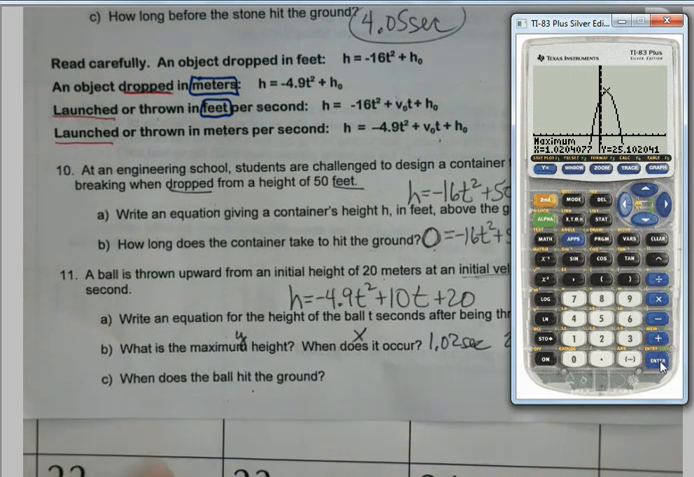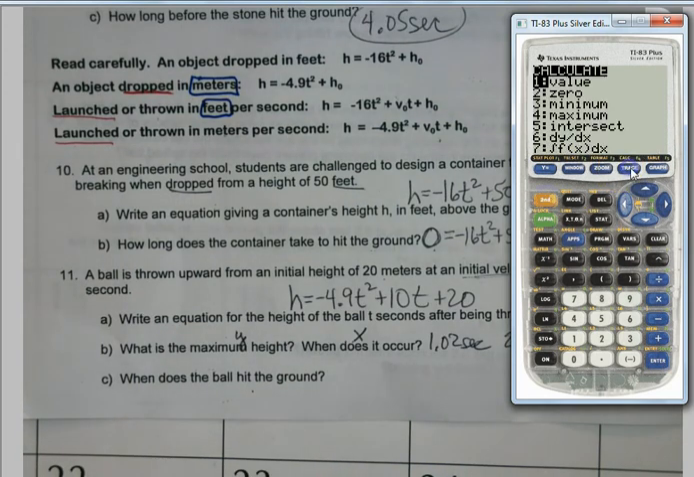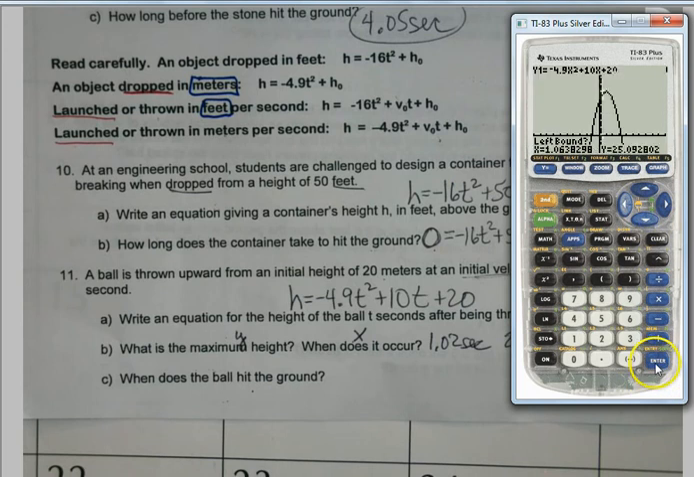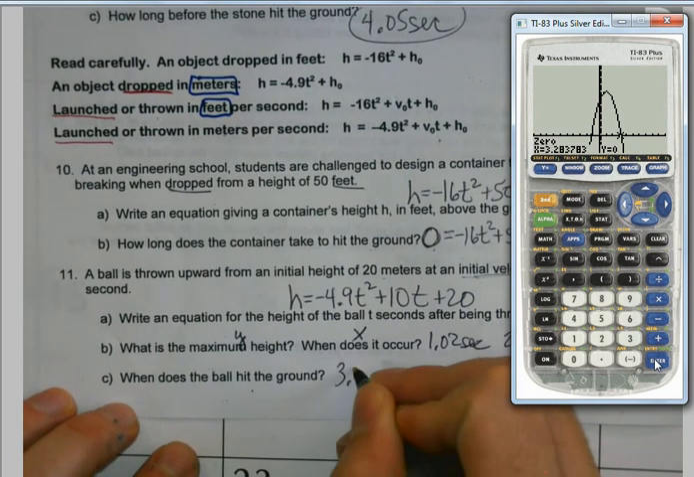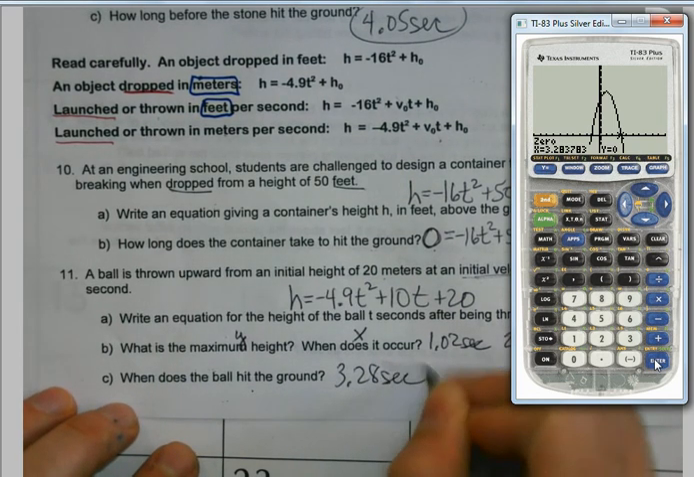And then finally, when does the ball hit the ground? We're back to doing zeros again. Anywhere above is to my left, because again, my cursor, here's my point, I'm to the left of it. Hit enter. Get below, because again, that's to the right of my point. Hit enter, and one more time. So it's going to take about 3.28 seconds for the ball to hit the ground.